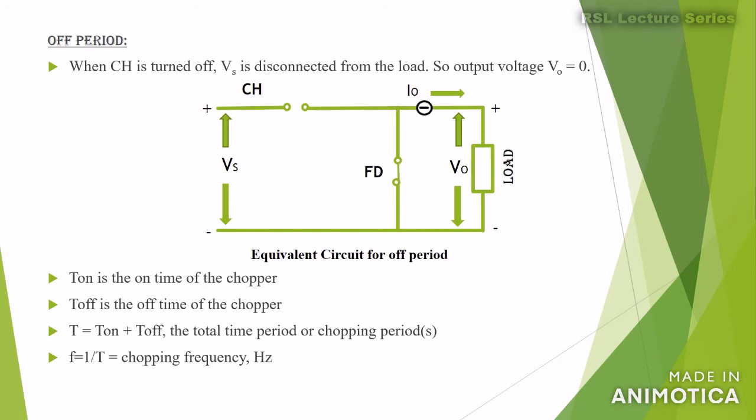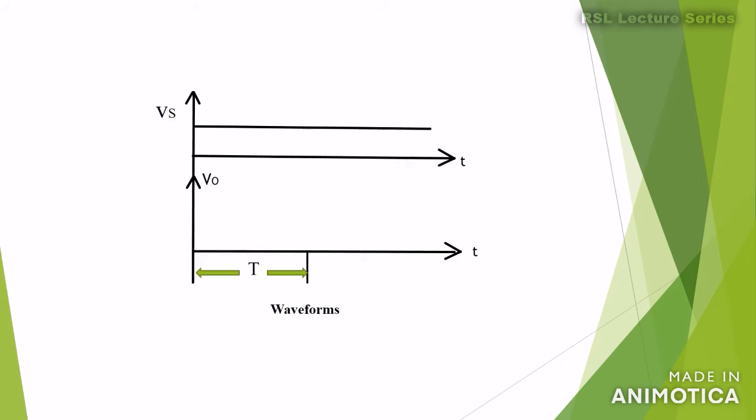This is the waveform. Vs is the constant value of the DC input voltage. V0 is equal to Vs during on time. When the chopper is turned on, V0 will be equal to the supply voltage, and when it is turned off, the voltage will be equal to 0. During the off time of the chopper, no voltage will appear across the load. Thus a variable voltage is obtained at the output.